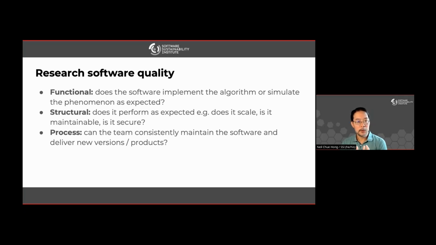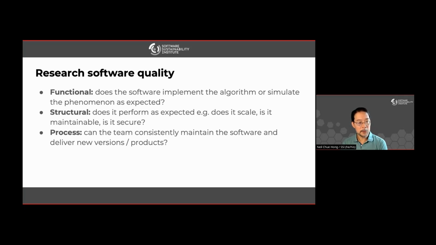I think functional research software quality is about whether the software implements the algorithm or simulates the phenomenon as expected. So if you are trying to do something, does it do what it says in the bit of your paper that describes the algorithm? For structural research software quality, it is still very much the same. Does it perform as expected? But in this case, it might include things like, does it scale? Can it be parallelized or optimized for different platforms? As well as being maintainable and secure.